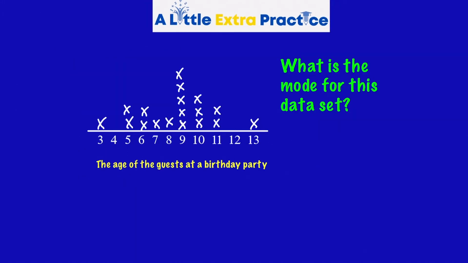What is the mode for this data set? The age of guests at a birthday party. If we were looking for the number that occurs the most, it looks like there's 5 marks above the age of 9. And it looks like there's 1 mark above 13. We are not looking for the greatest, we're looking for the most common. So in this case, there would have been 5 guests the age of 9. So the answer would be 9.